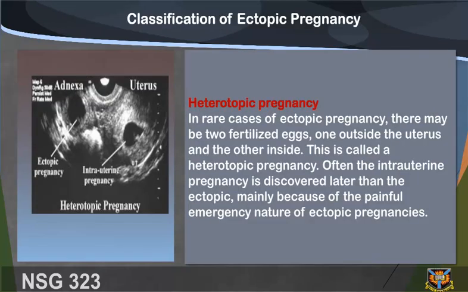Heterotopic pregnancy. In rare cases of ectopic pregnancy, there may be two fertilized eggs, one outside the uterus and the other inside. This is called a heterotopic pregnancy.